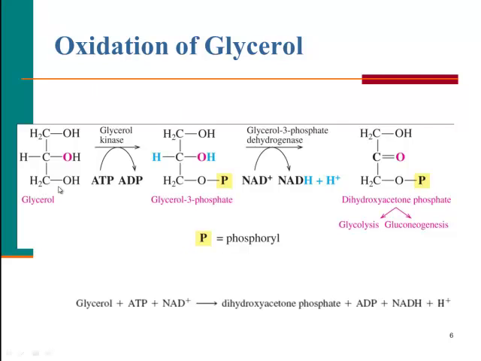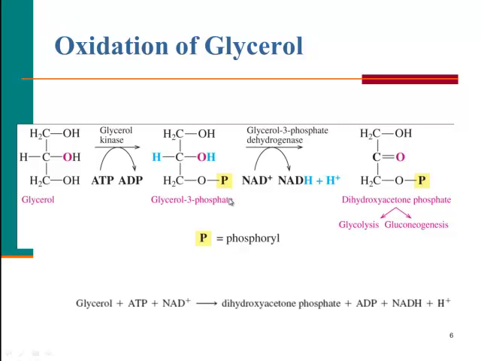The glycerol molecule is a trihydroxy molecule, so 3 OHs. At a cost of ATP, a phosphate is going to be added down here at this carbon, or at this hydroxyl group. So here's our phosphate. We now have the molecule glycerol 3-phosphate.